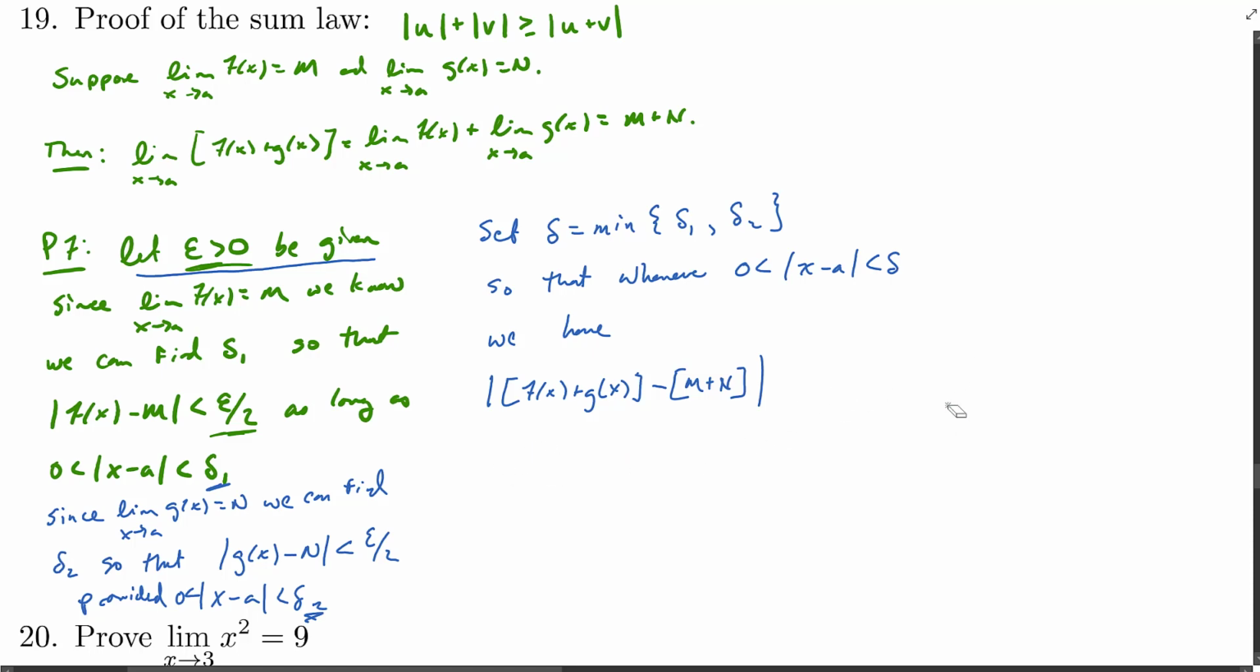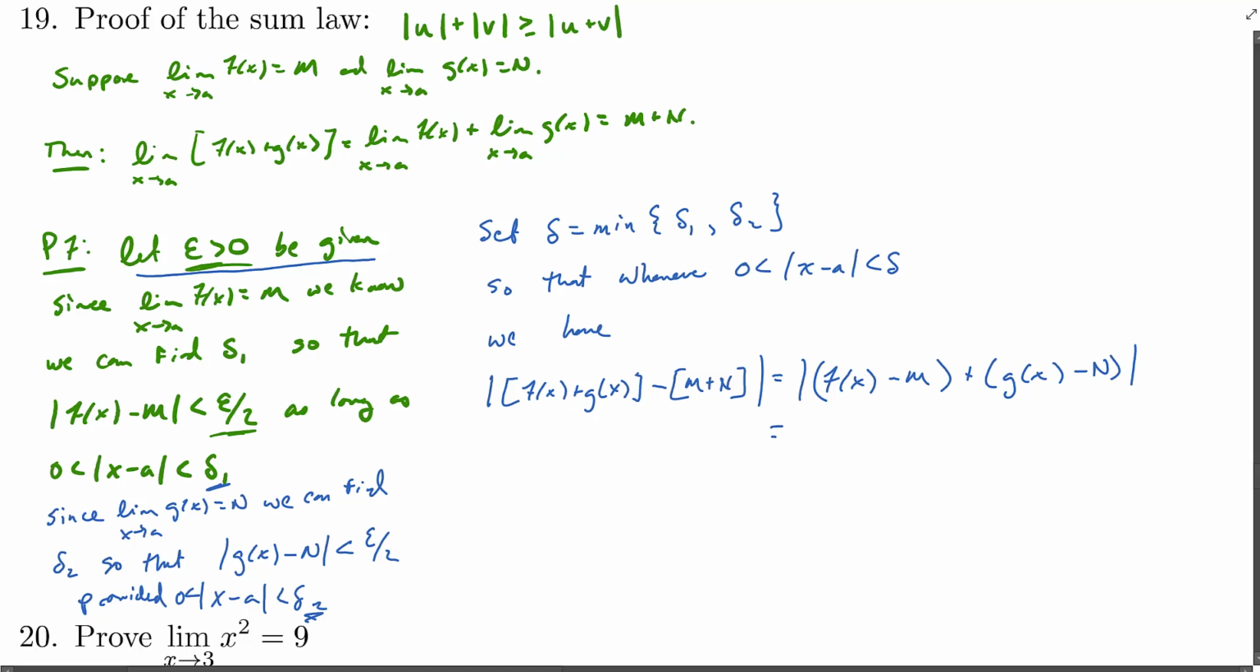Okay. Well, what we can do is inside these absolute values, we can do some rearranging. So we've got the absolute value of f of x minus m plus g of x minus n. So all I did here was inside the absolute value, I rearranged these terms. I wrote f of x minus m, and I wrote g of x minus n.